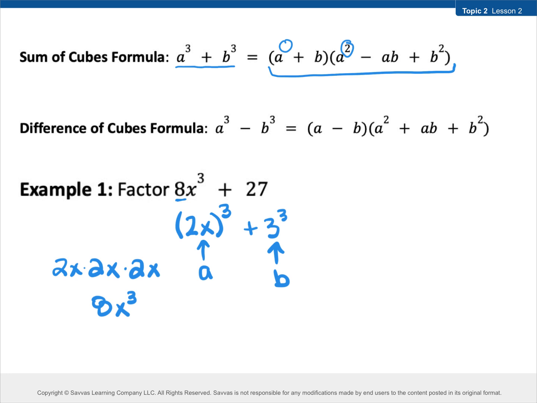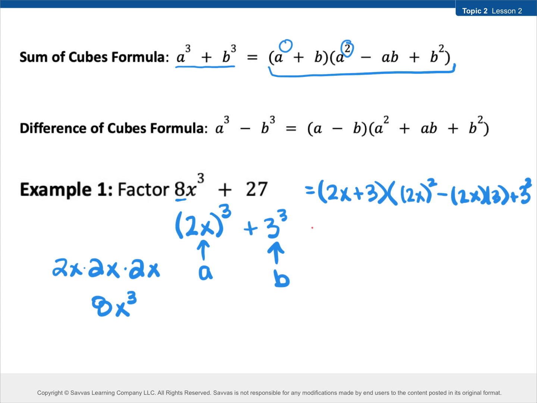We're going to go up to that first one. I'm going to take a plus b, so 2x plus 3. I'm just using substitution. Now I have my a value squared, so 2x will get squared. I want to make sure I change the sign to a minus. I'm going to multiply a times b, so our 2x gets multiplied by 3, and then plus our b squared, so our 3 will get squared.